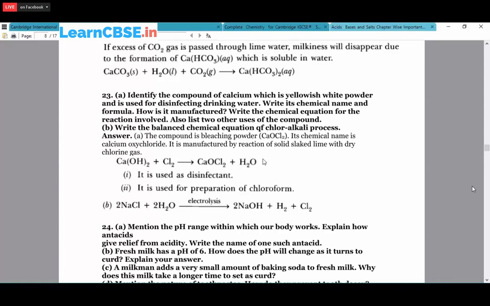Write the balanced chemical equation of the chloralkali process. So it is an aqueous brine solution, NaCl, which we take in the presence of water. We are passing electricity through the brine solution. The three useful products we will get are NaOH, H2 and chlorine gas.